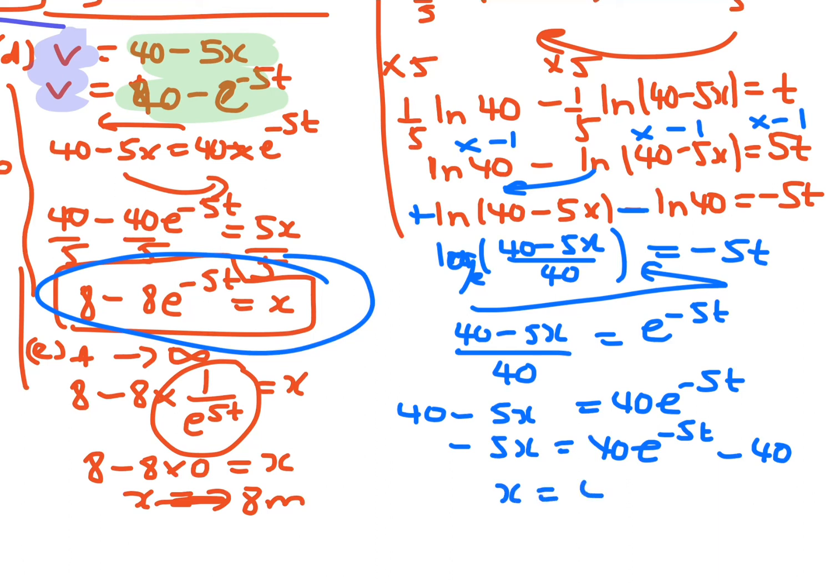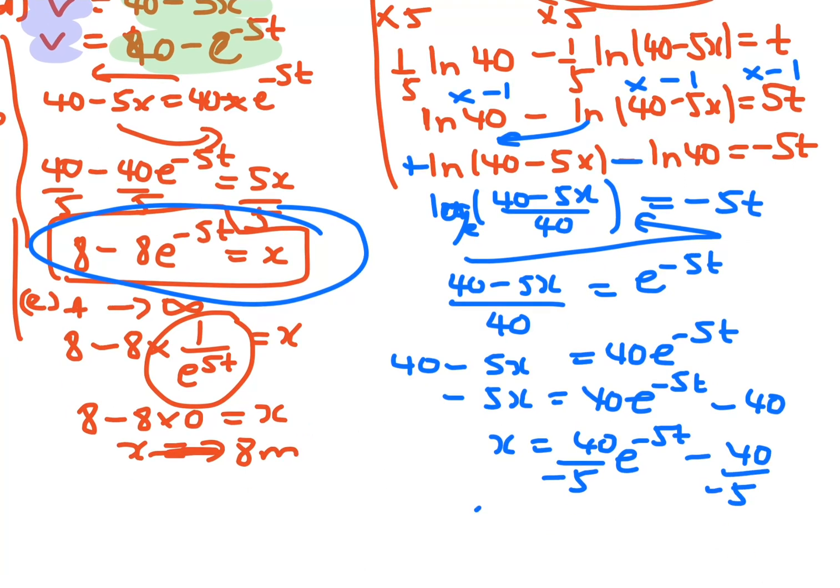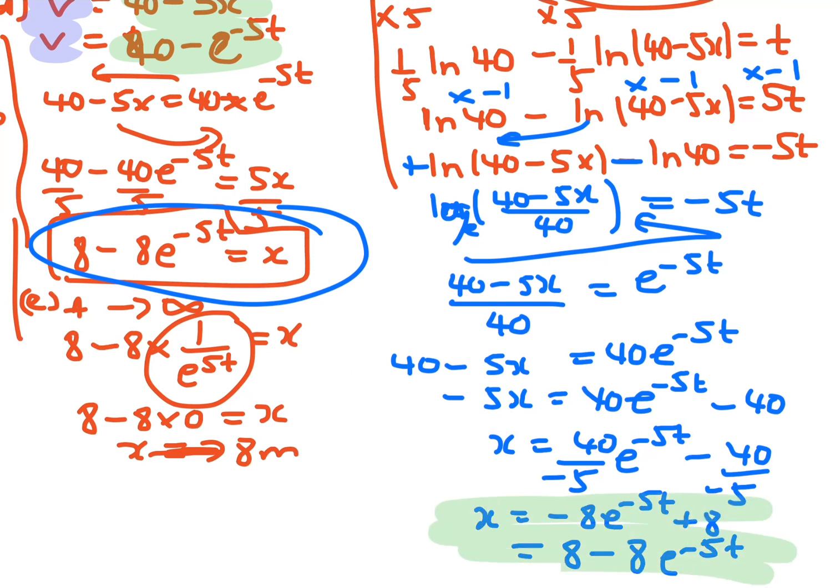Divide by minus 5. So you get 40 on minus 5 e to the minus 5t minus 40 on minus 5. So it's minus 8 e to the minus 5t plus 8. Or 8 minus 8 e to the minus 5t. And therefore that is now done, which is the same thing.